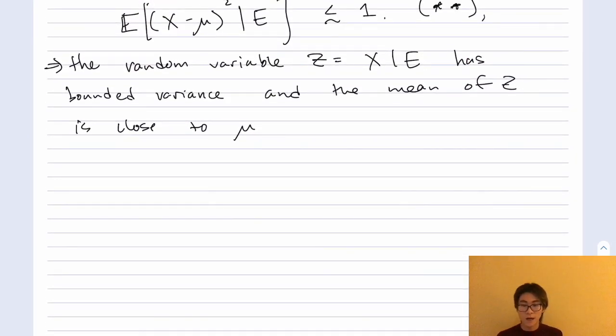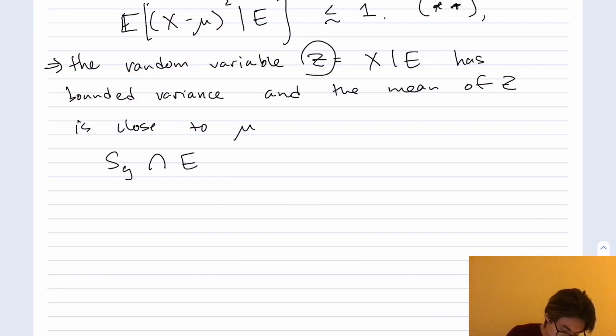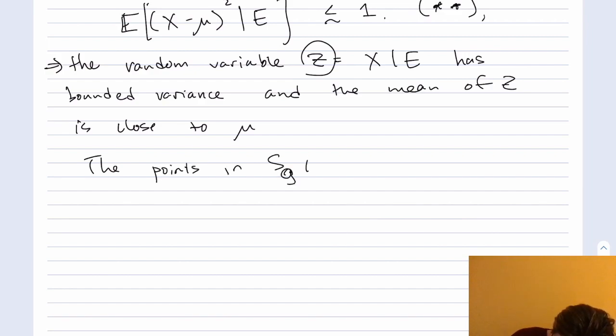And moreover, I have a bunch of independent samples from this, because if I let S sub g be the points in the good set that lie within this interval, each sample from that is an independent sample from this distribution of Z. Okay, so let me just say this more precisely. The points in S sub g intersect E are IID distributed as Z.